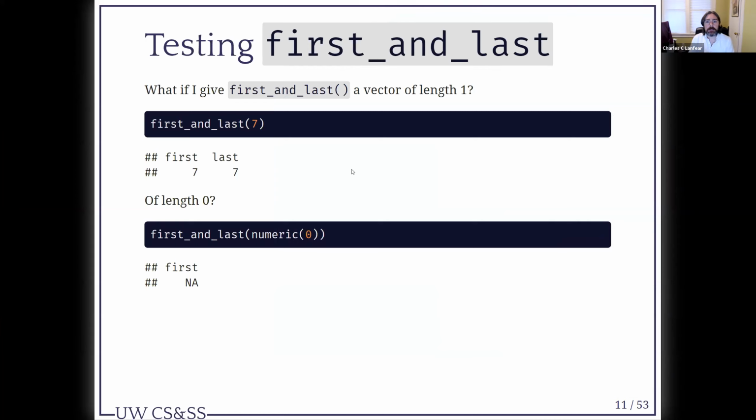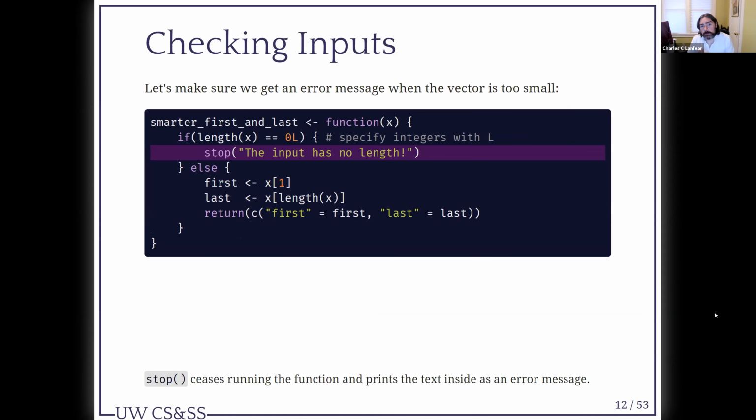Okay. So in this particular case, our function is pretty dumb, right? If we give it a length 0 thing, it just breaks. If we give it a length 1 thing, it just gives us the same thing repeated. So maybe we want to make this function a little bit smarter. So what we can do, for instance, is make it so that this function checks the inputs we give it before it runs the function, so it can spit out an error message if we give it something unexpected.